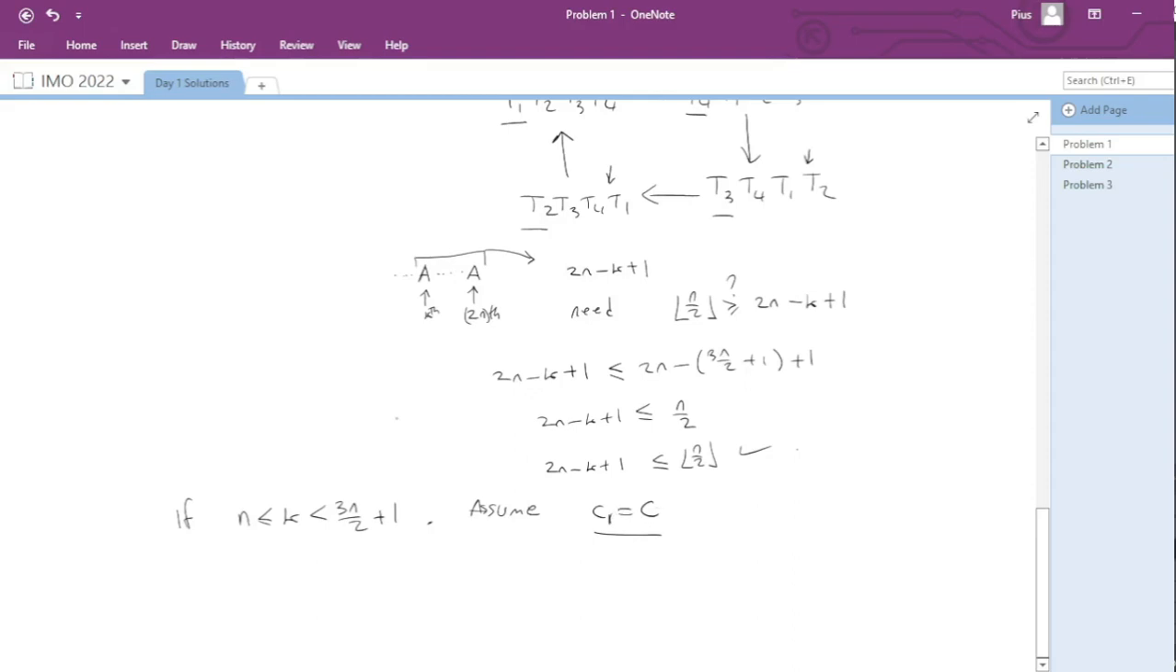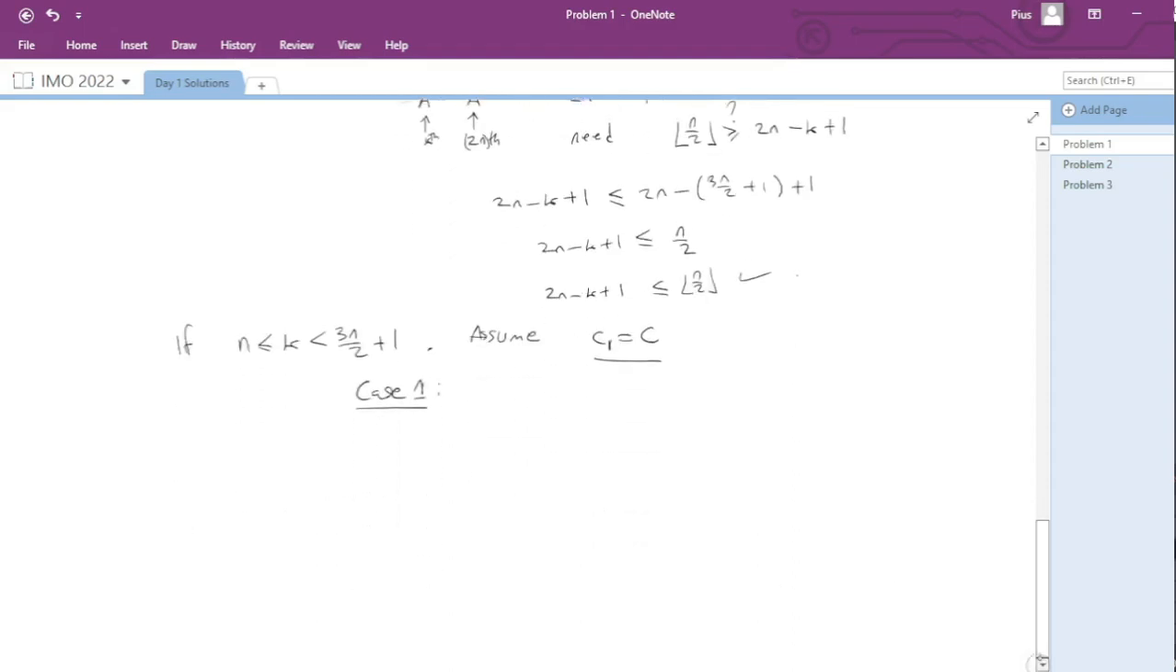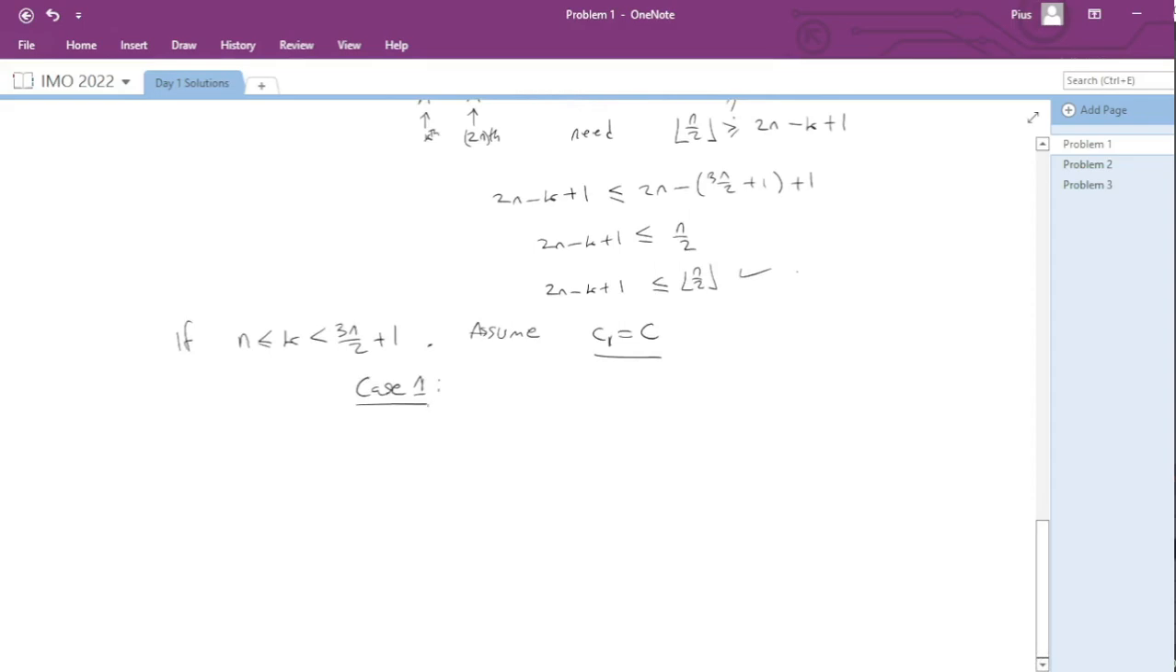So case 1. In this first case, we are going to look at when we have the chain of interest, the chain that contains the Kth coin, if it is already at the left end.